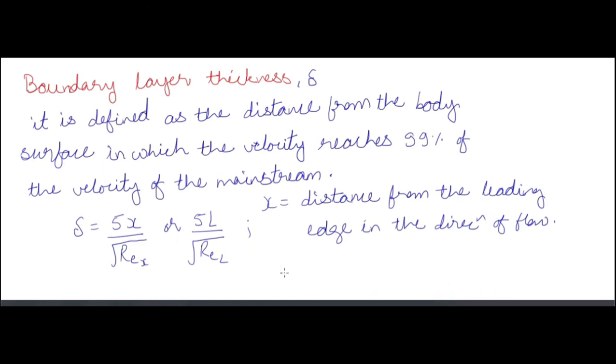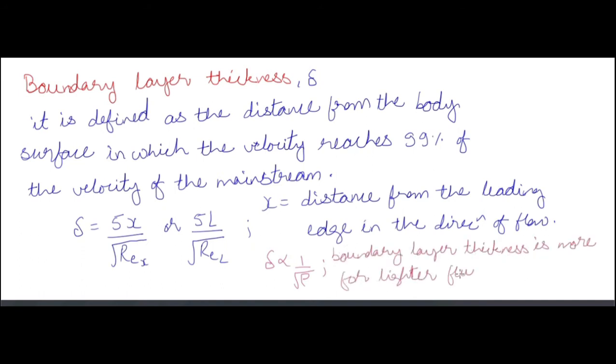Now delta is inversely proportional to the square root of the density. So boundary layer thickness is more for a lighter fluid. The more the density, the lesser the boundary layer thickness, and the lesser the density, the higher the boundary layer thickness.